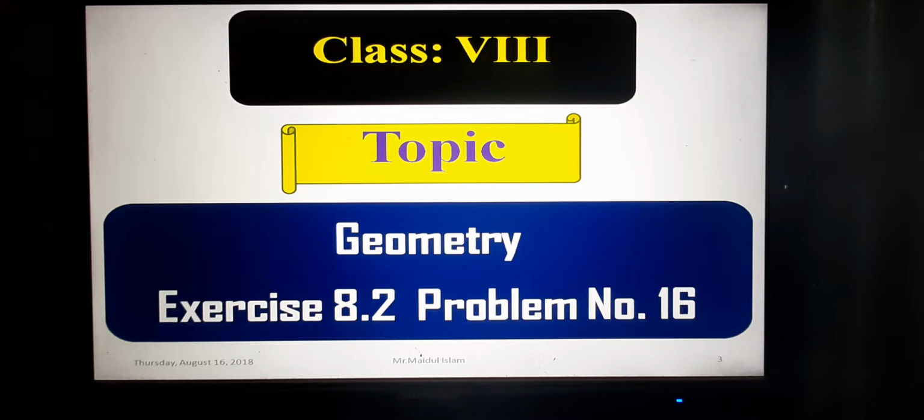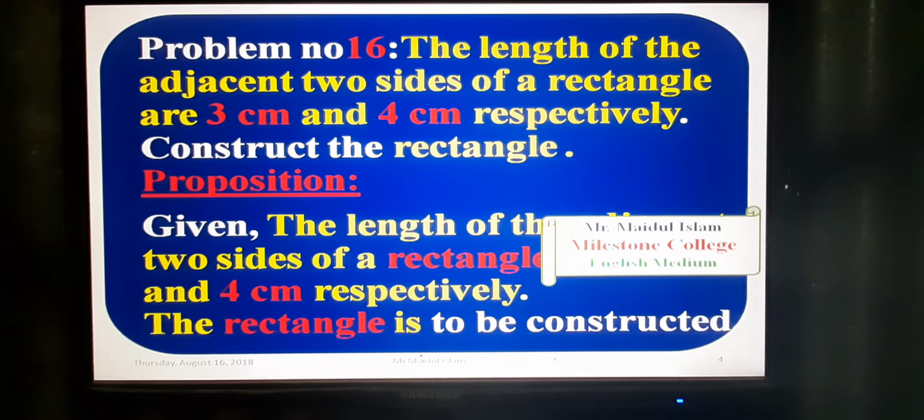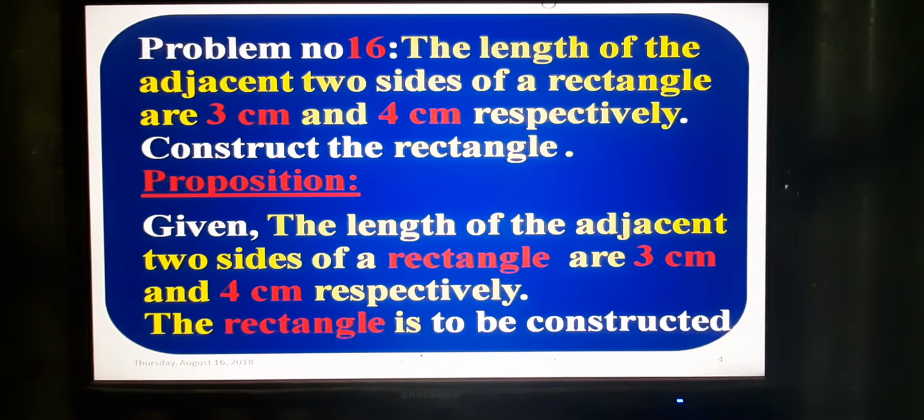Before doing any type of drawing or before solving any type of problem, what you have to do? You have to know the question. So let's see what our today's question is. My dear students, open your book and see problem number 16, what is written over there. Here it is written: the lengths of the adjacent two sides of a rectangle are 3 cm and 4 cm respectively. We have to draw the rectangle.